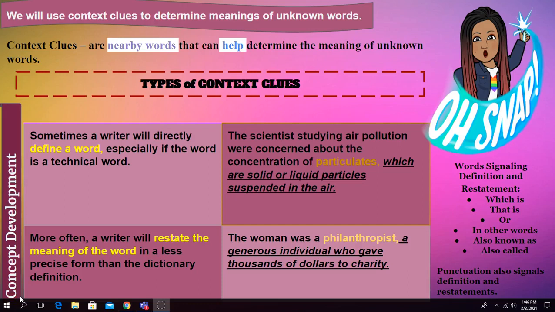So, where were we? So, when we see the word particulates, we see that it's being defined. We have our clue, which is our punctuation mark, and then we also have another clue, which is the phrase, which is, or which are, okay? Then we have the restating the meaning. So the woman was a philanthropist. Again, here's our clue with the punctuation mark, and then it tells us what a philanthropist is. It's a generous individual who gave thousands of dollars to charity.